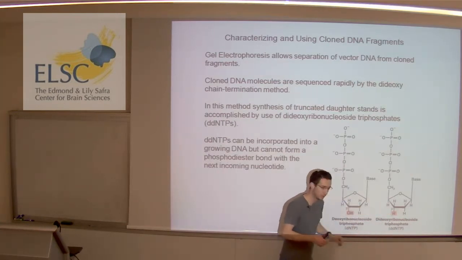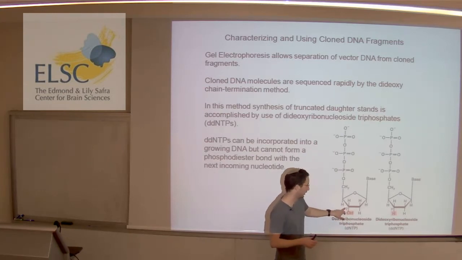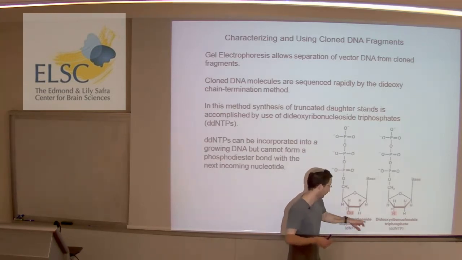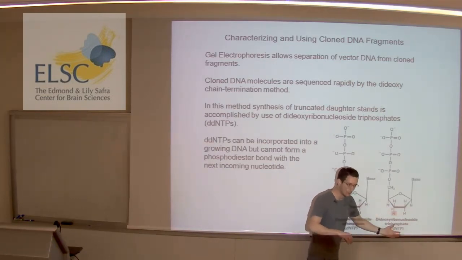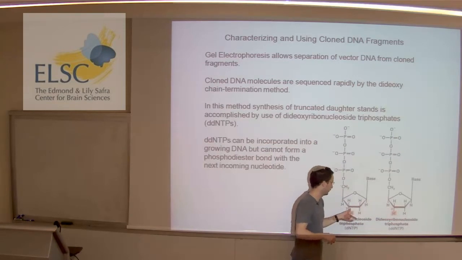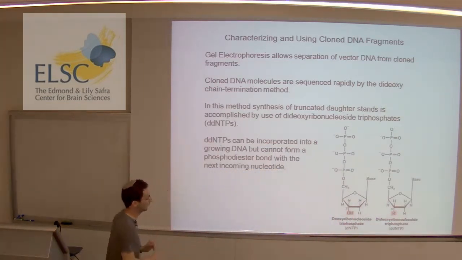hydroxyl in position 3. It's not in the name. The naturally occurring one has the hydroxyl right here in position 3, linked to carbon 3, and you have just a plain hydrogen in the dideoxyribonucleotide. These are derivatives of this one, and these are what we use in the sequencing method I'm about to elaborate on.